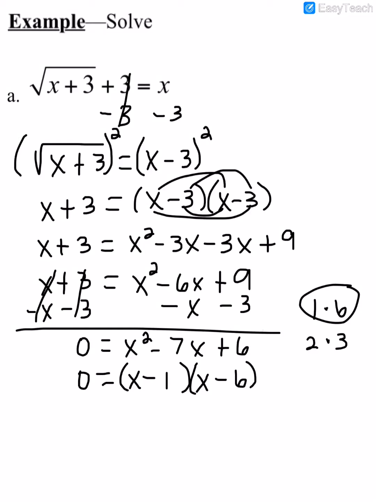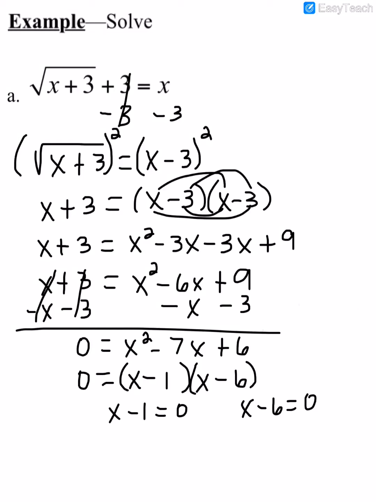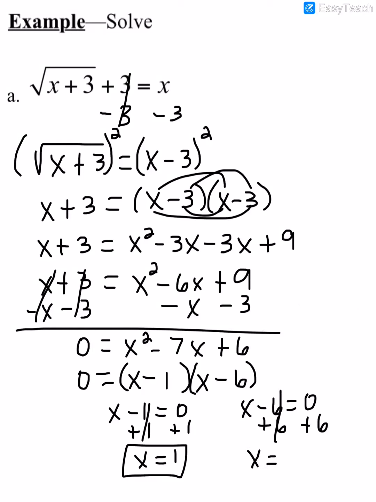Okay, so now I've factored my polynomial. So I set each factor equal to 0 and solve. Alright, so I'm going to add 1. So x equals 1. And add 6. So x equals 6.